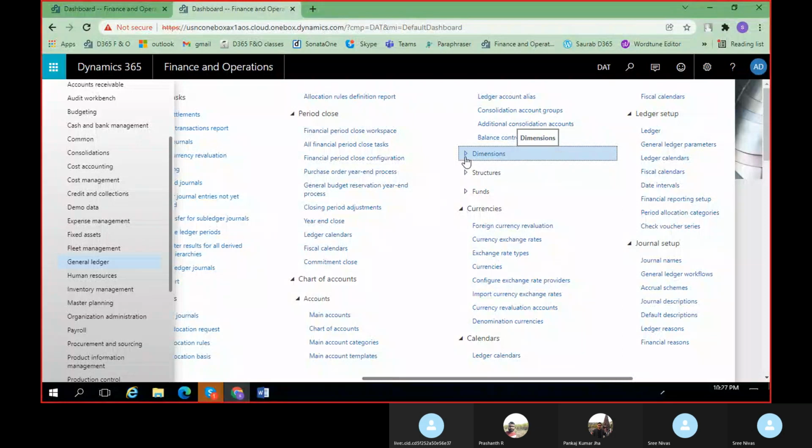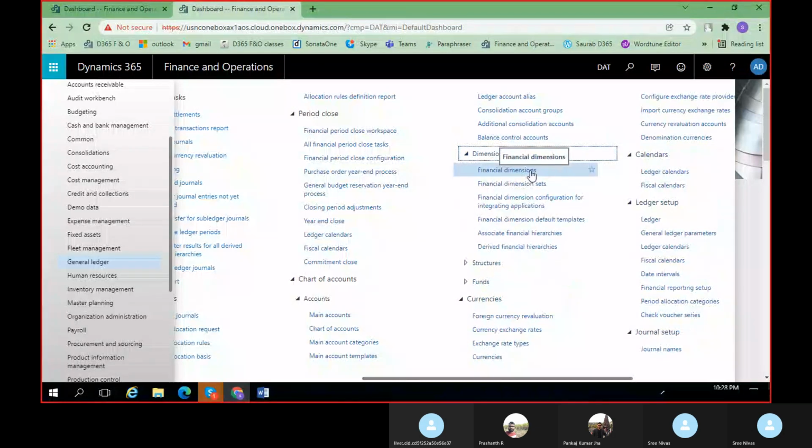I have already explained the financial dimensions, which are used to classify transactions. How are you going to classify? How can you create the financial dimension sets? All these configurations related to financial dimensions, you can give it here.